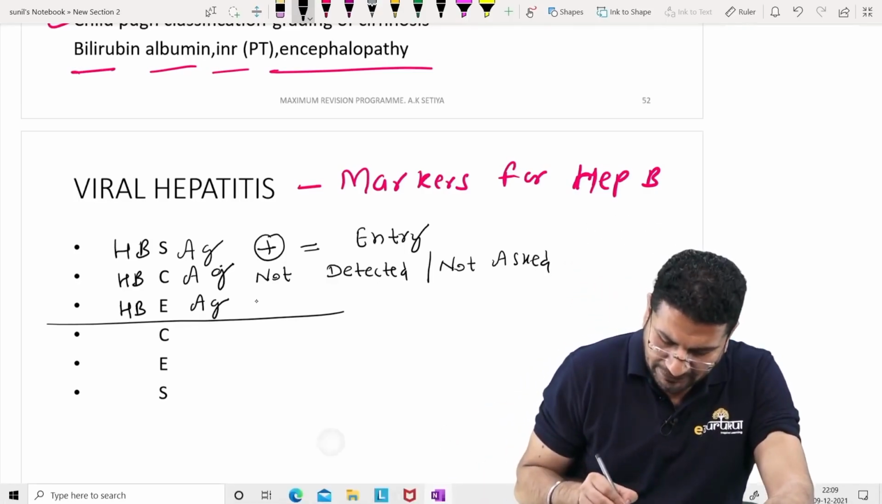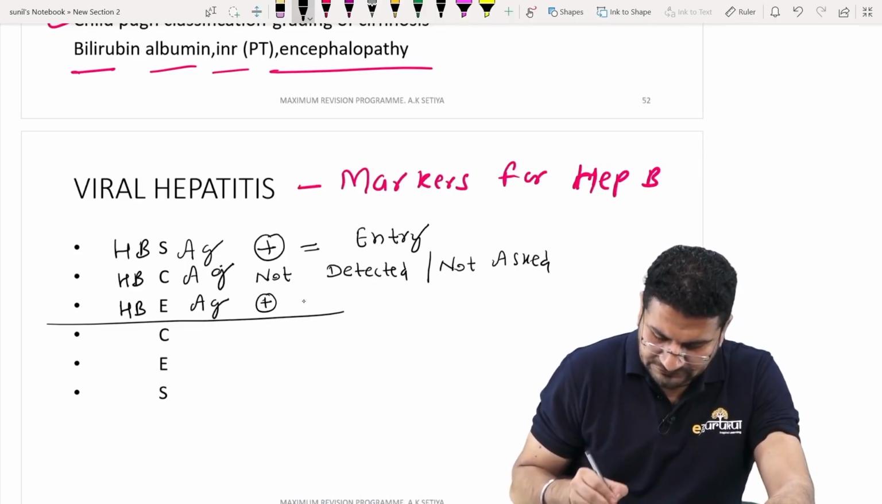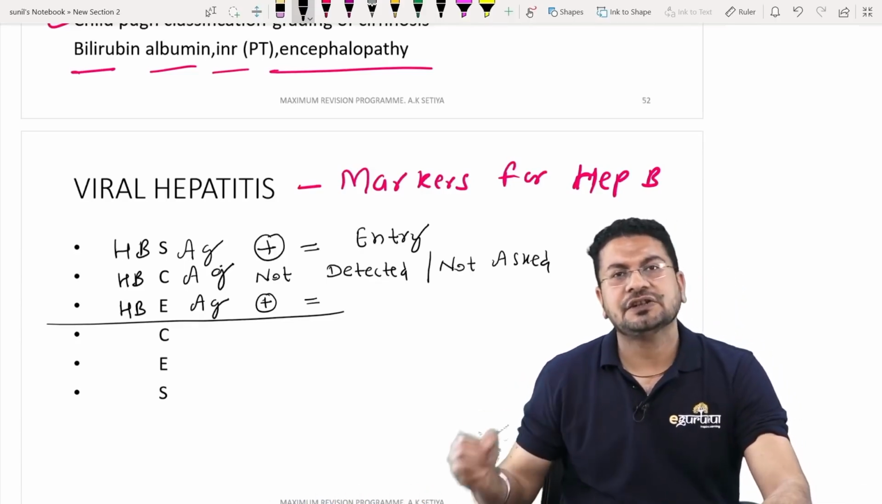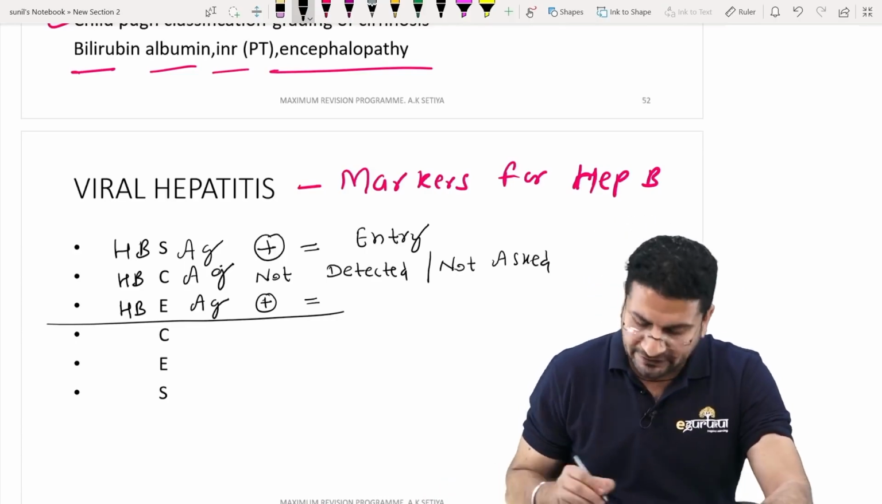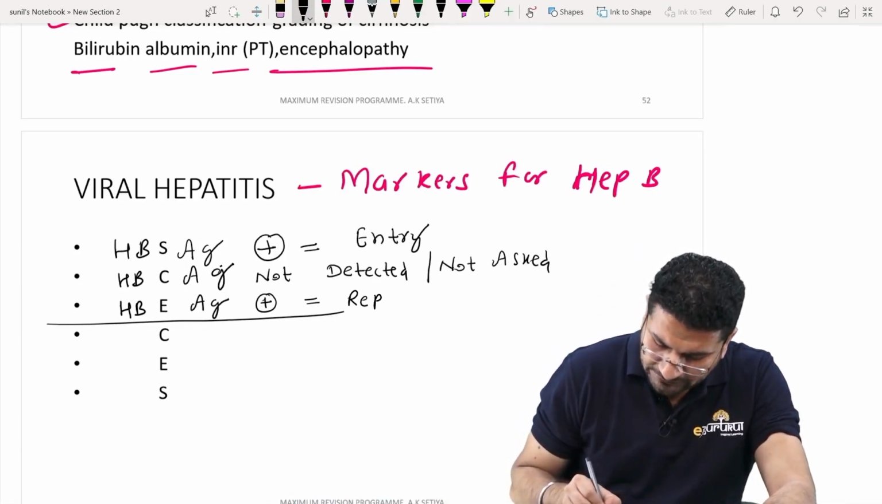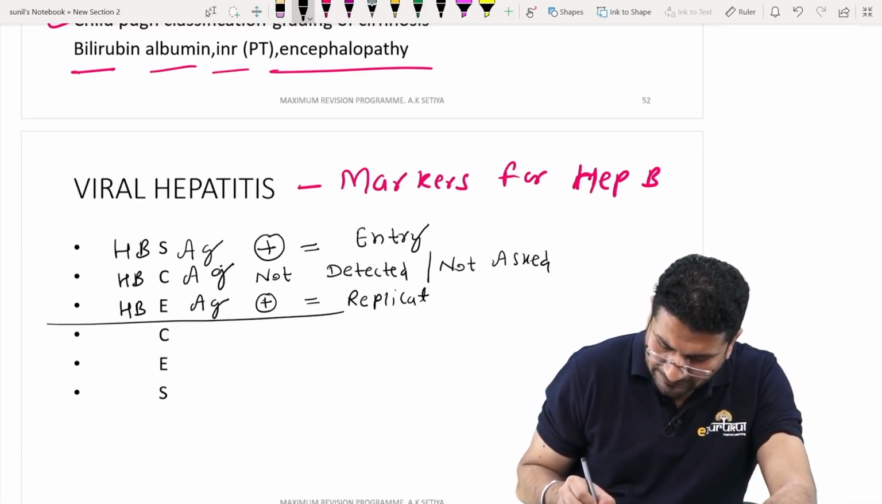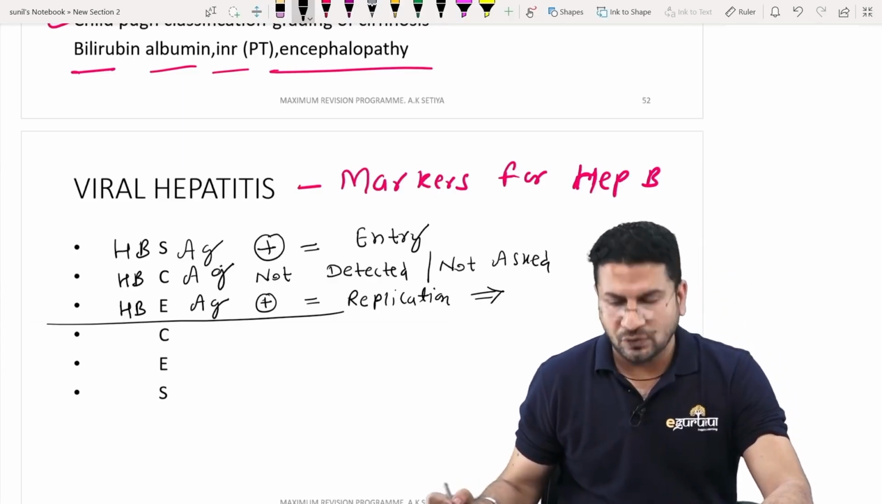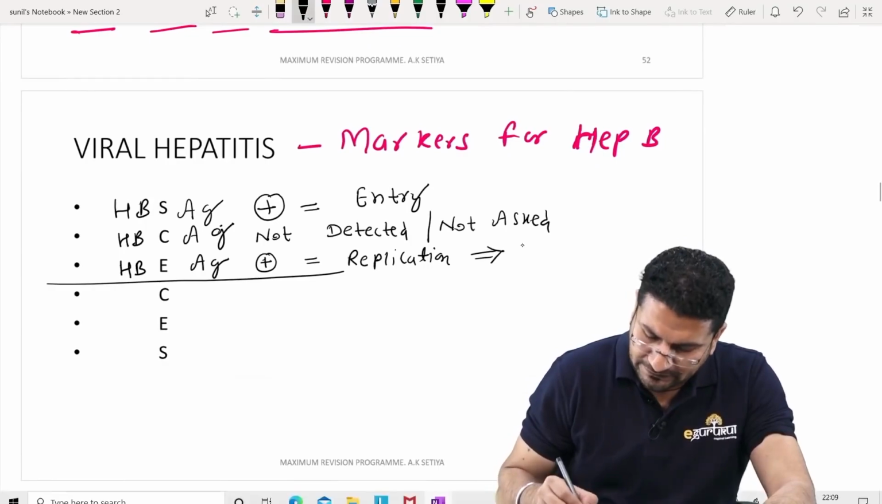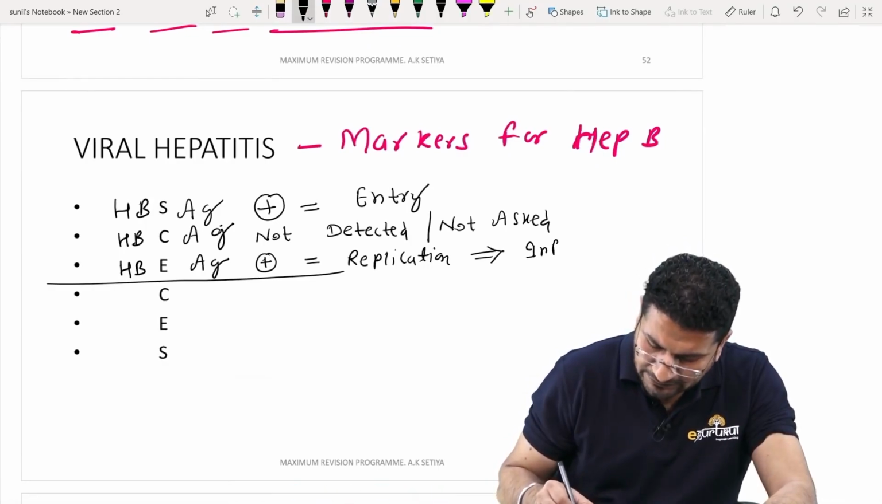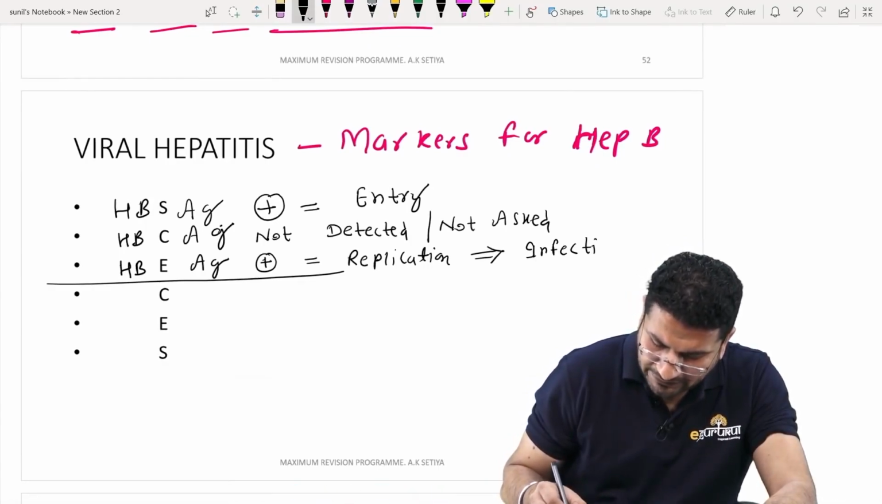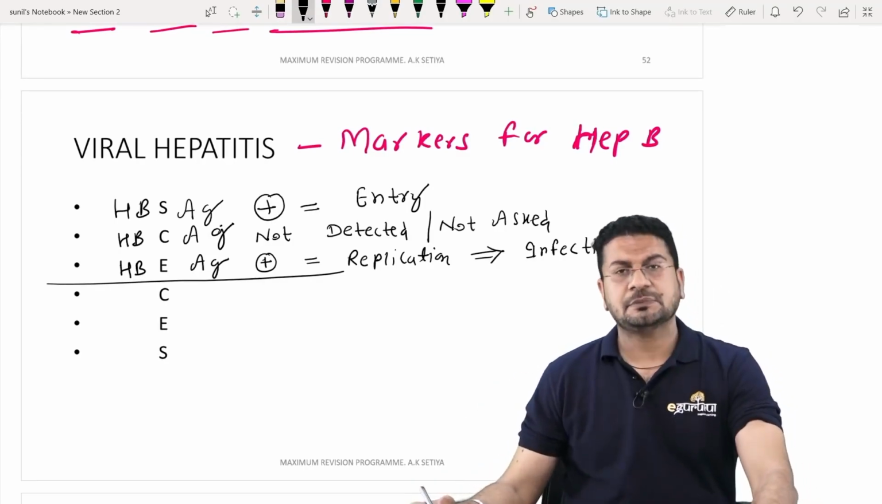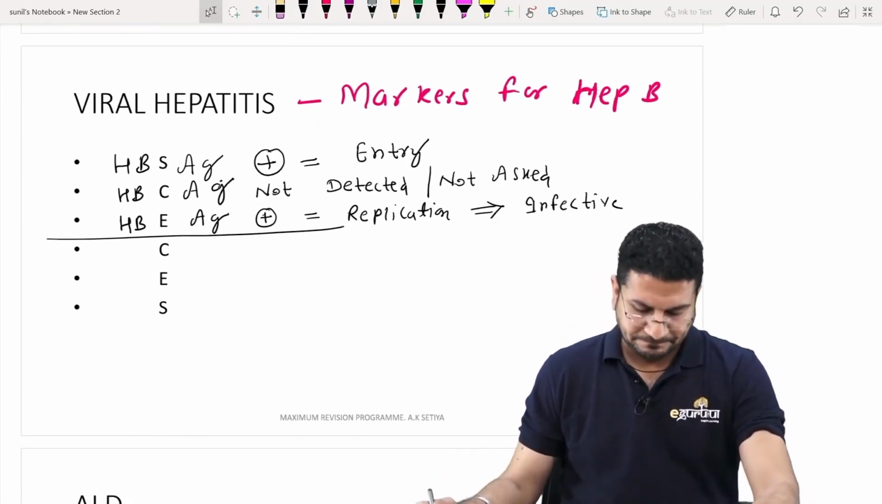If I say enveloped antigen, if this is positive, it means the virus which entered your body is now dividing. It is now replicating. So this is a marker for virus replication. Virus replication means more viral load. More viral load means this infection is turning into infective. So this is a marker of infectivity.